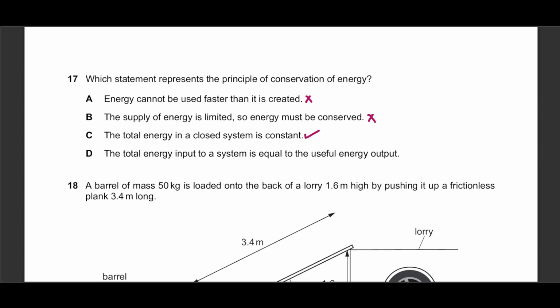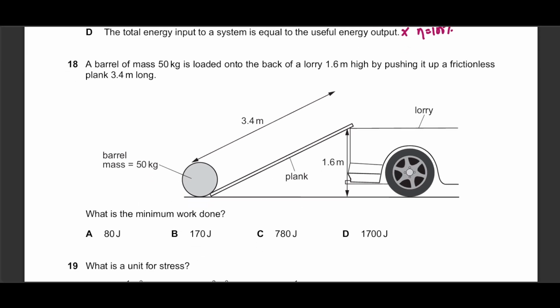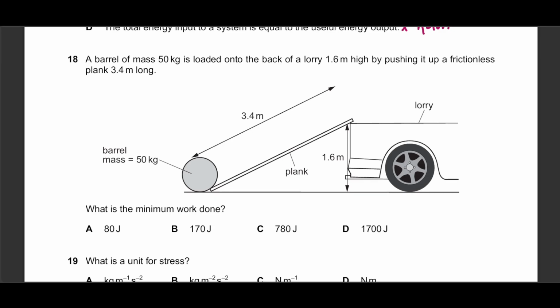The total energy input to the system is equal to the... No, not always. This is for an efficiency of 100% system, but that's not always the case, or it's not always true. A barrel of mass 50 kg, again a common question. He says, what's the minimum work done to do this job?